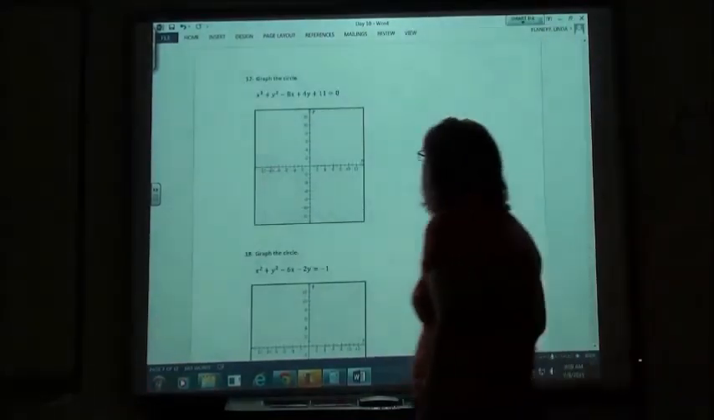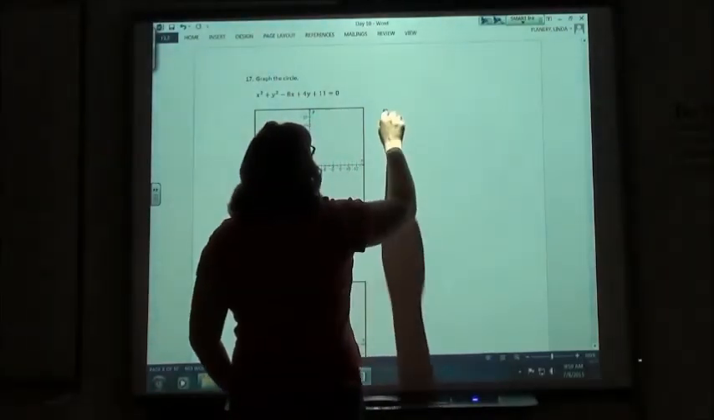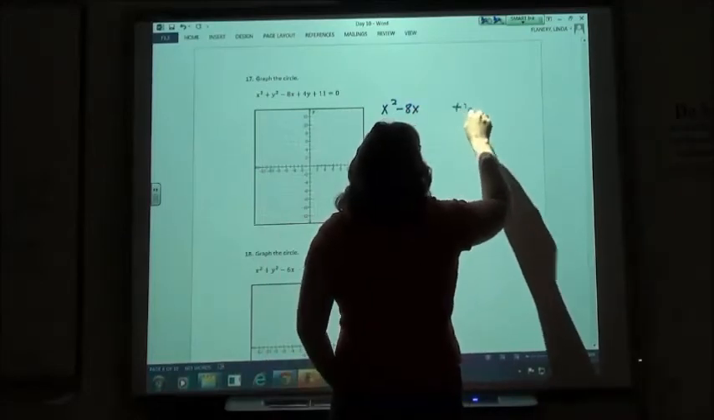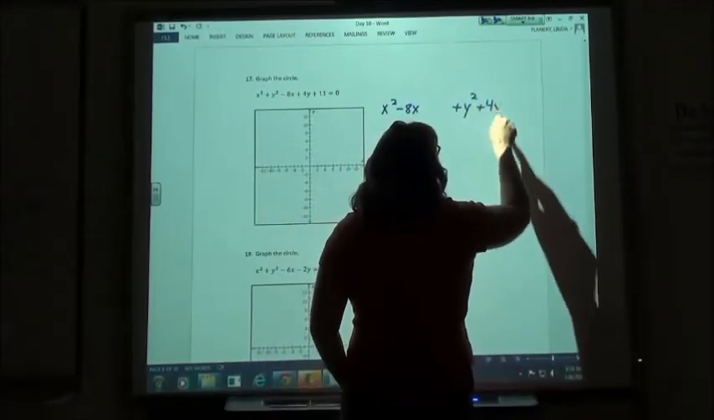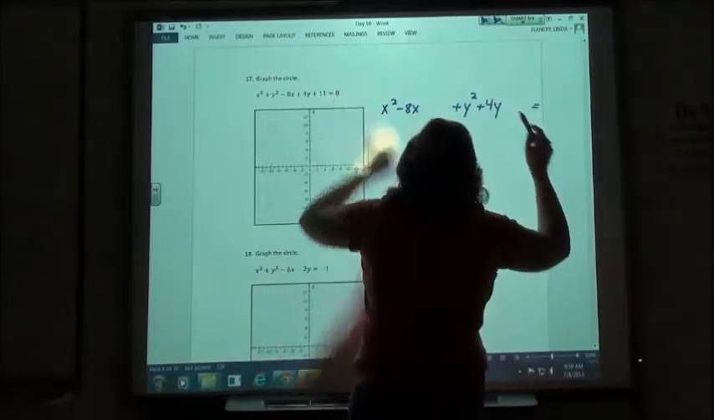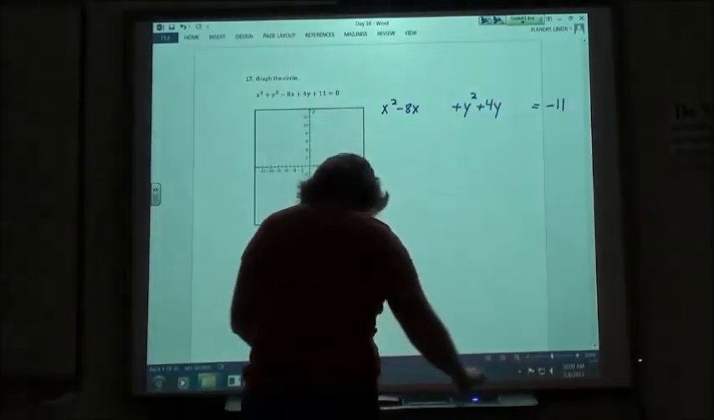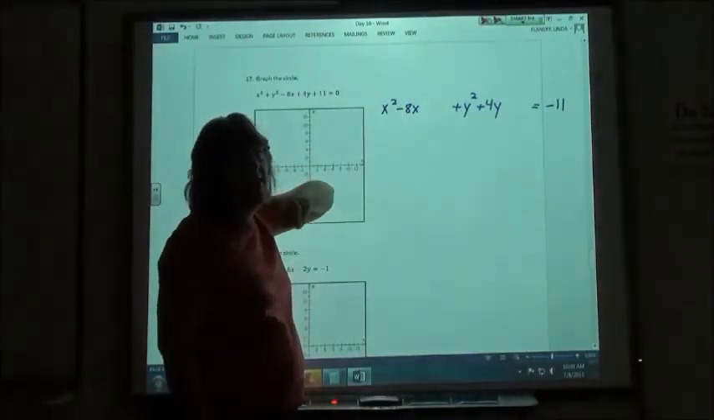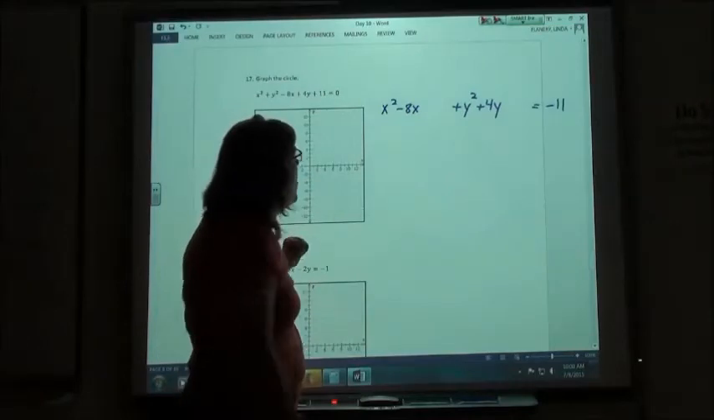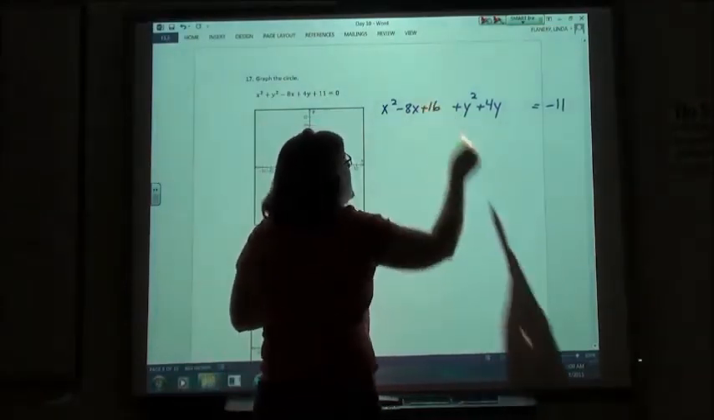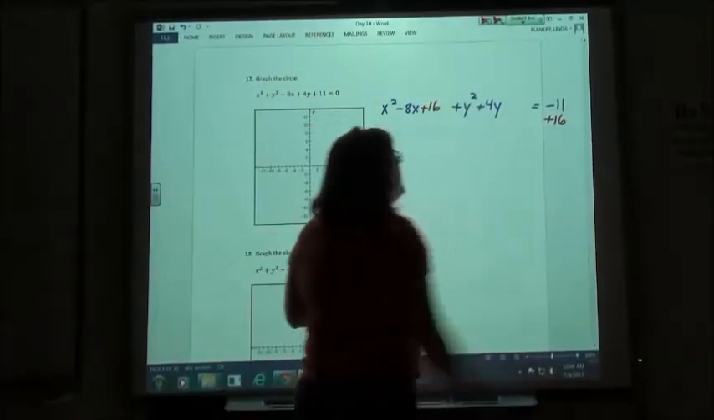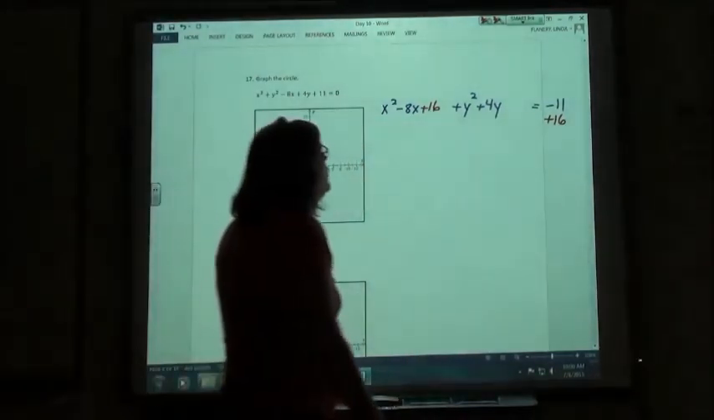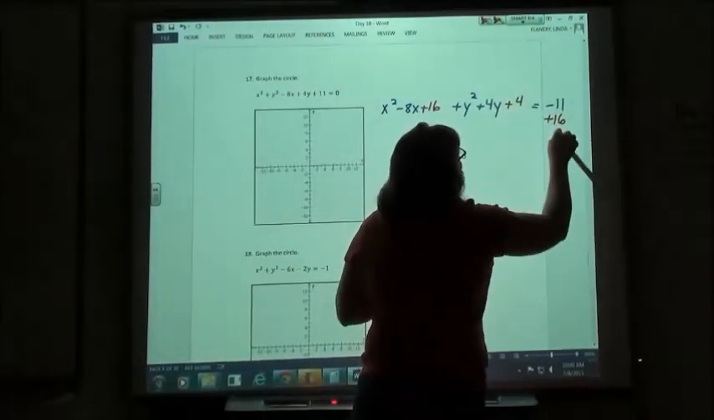So number 17, if I'm going to do that circle, again I want it in standard form, so x squared minus 8x plus y squared plus 4y equals, that's going to move to the other side, so -11. I'm then going to complete my square. Half of -8 is -4. A -4 squared is a positive 16. When I square something, it's always going to end up being a positive, so I'm always going to add something. On my y's, half of 4 is 2. 2 squared is 4.